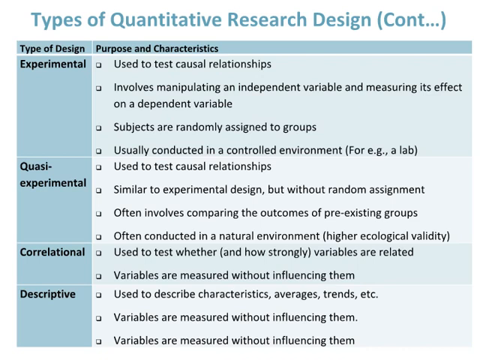Correlation research design is used to test whether, and how strongly, variables are related, and variables are measured without influencing them. And descriptive research design is used to describe characteristics, averages, trends, etc. Variables are measured without influencing them.